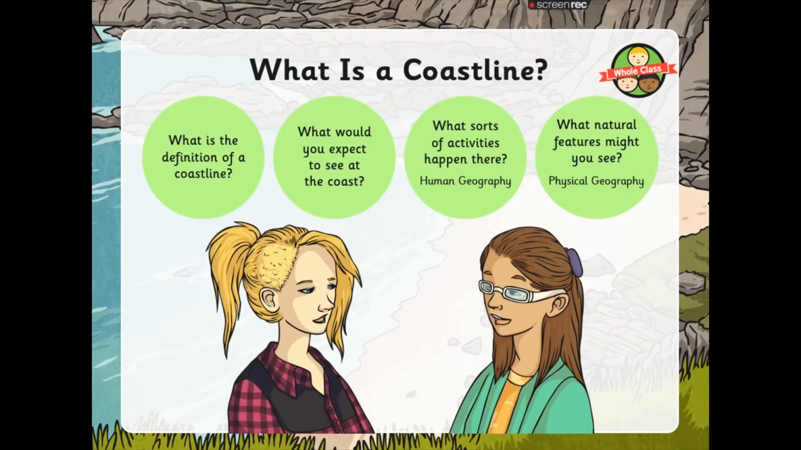Now, what is a coastline? Have a think. What is a coastline? What's the definition of a coastline? What do we expect to see there? And the human geography, what sort of activities happen there? That's human geography. What do we do in those places? And then the physical geography is what natural features might you expect to see? What features of the landscape do we see at the coastlines? Have a little think to yourself. What would we see?